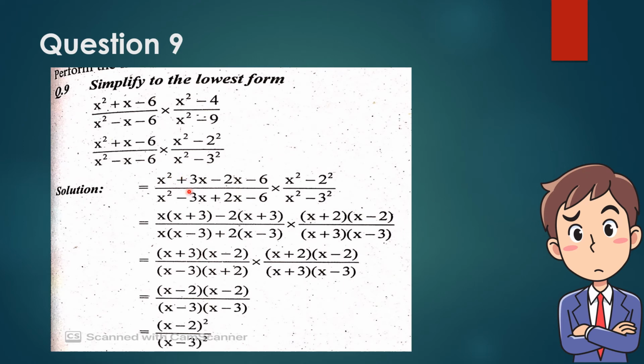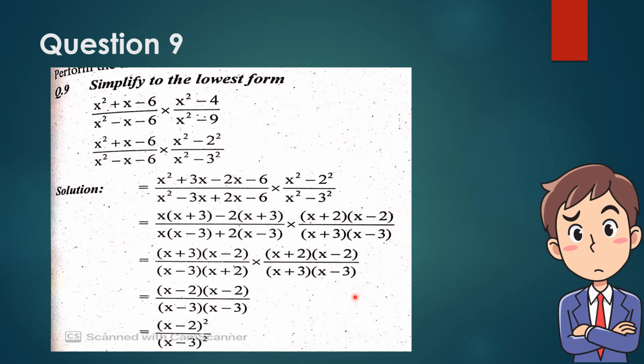In the second fraction you have x square minus 4. It will be a square minus b square, so (a plus b) and (a minus b). In the denominator also we are applying the a square minus b square formula. So we are getting (x plus 3)(x minus 2) divided by (x minus 3)(x plus 2), and by writing the multiplication sign, we have (x plus 2)(x minus 2) over (x plus 3)(x minus 3). Now in this one you can simply cancel out the term from the other fraction also.